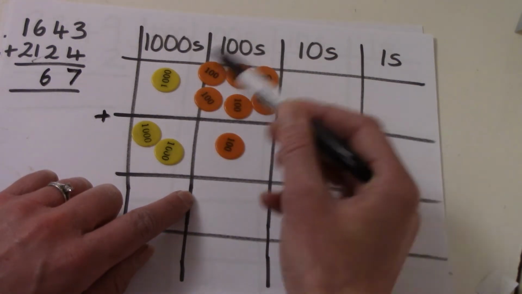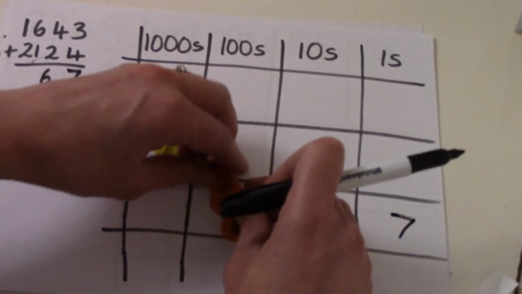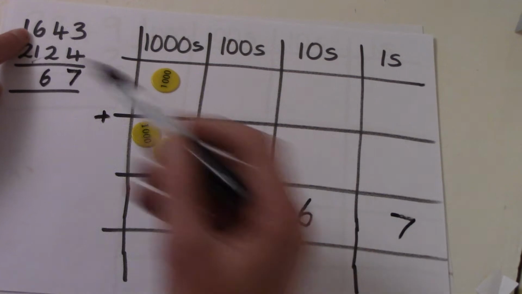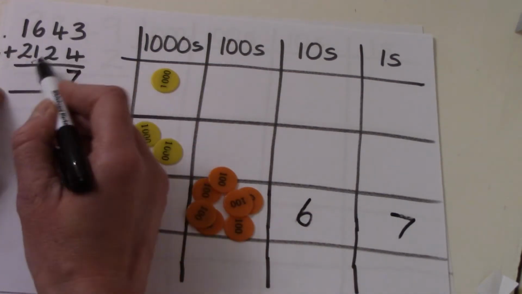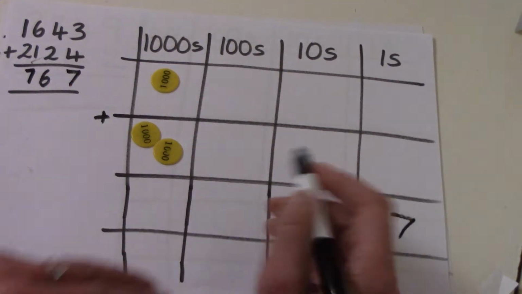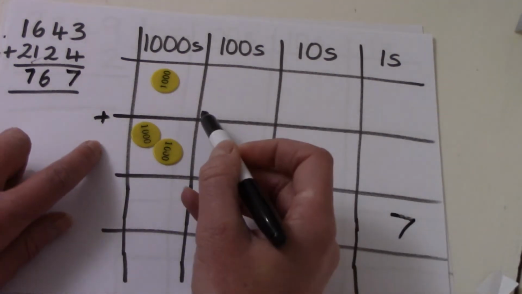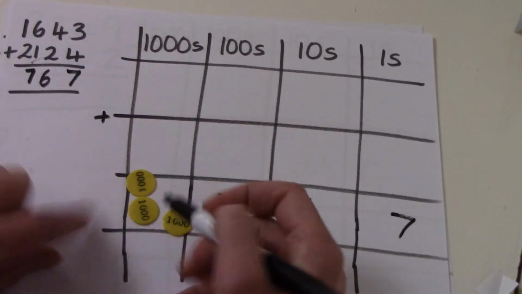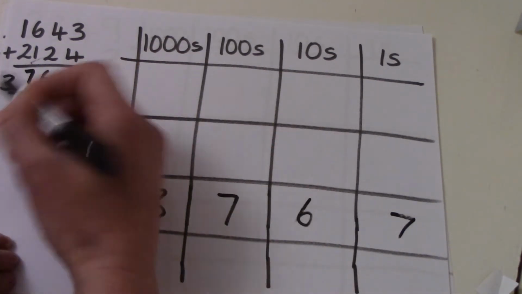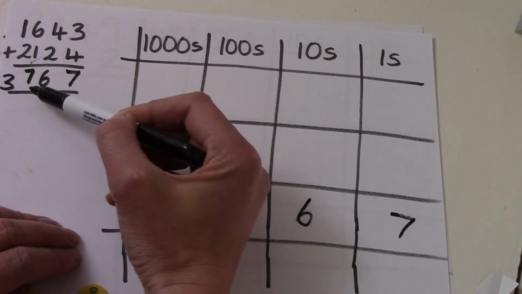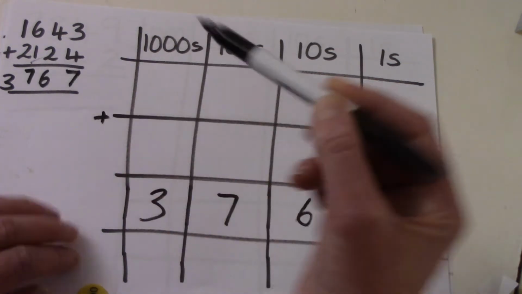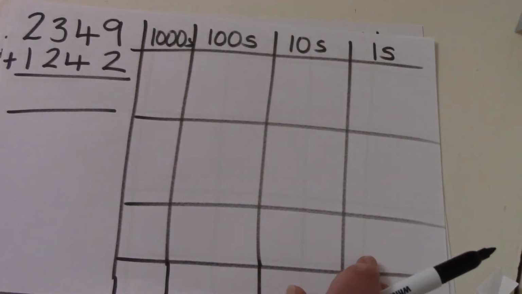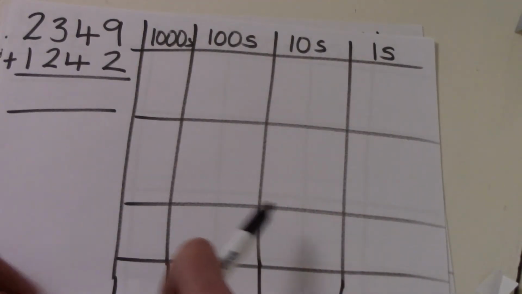In the hundreds column then we do exactly the same. We need to add up what we've got in the hundreds column, so we can group them together in the answer box to add them up. We can say that we had 600, we added 100 to it, so we end up with 700. And then in the thousands, we had 1,000, adding on 2 thousands, that means we end up with 3,000. So the answer is 3,767.